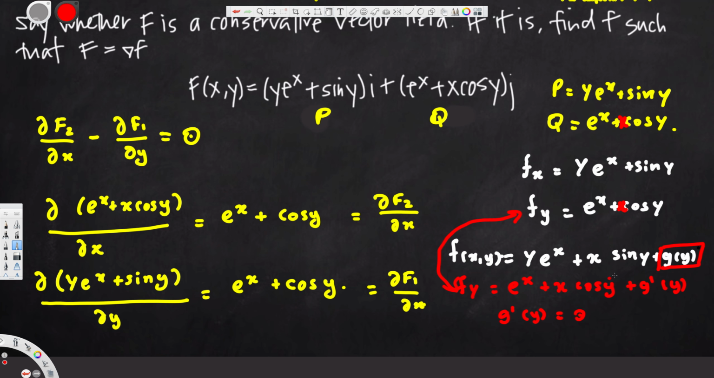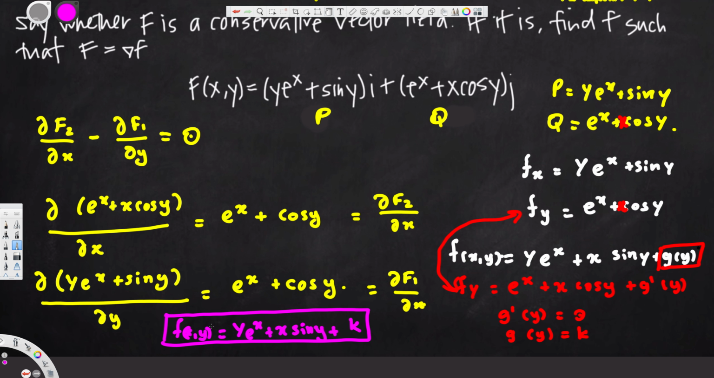Now, our purpose is to find g of y, so we have to integrate this with respect to y. If you integrate a 0, you get a constant. Let's put that as k. So our final answer is f of x, y equal to y e^x plus x sin y, and this g of y is just a constant. That's the function such that the gradient of this function is equal to the vector field function. And that's how we do this kind of problem.